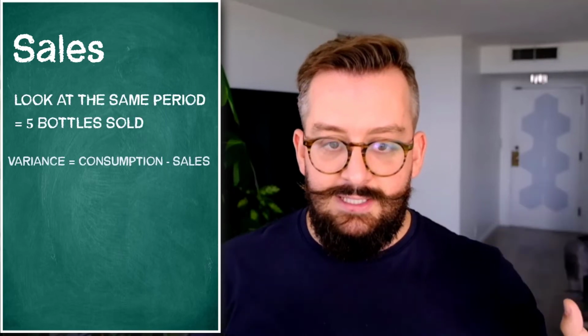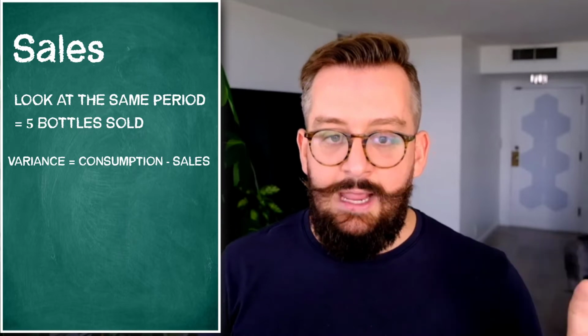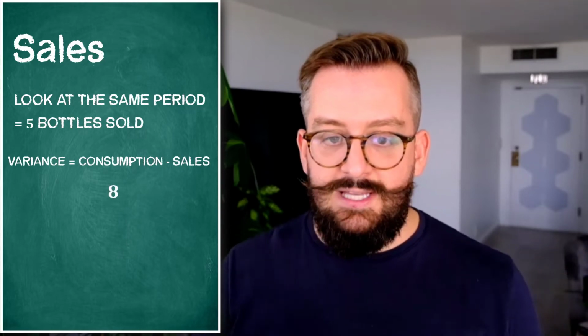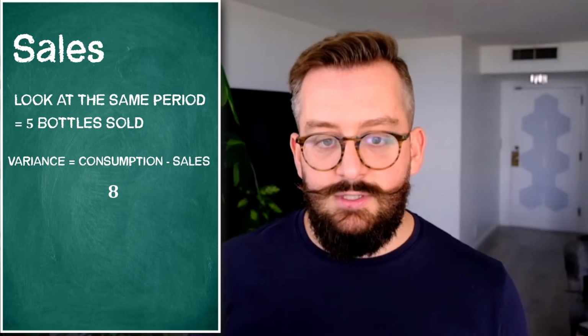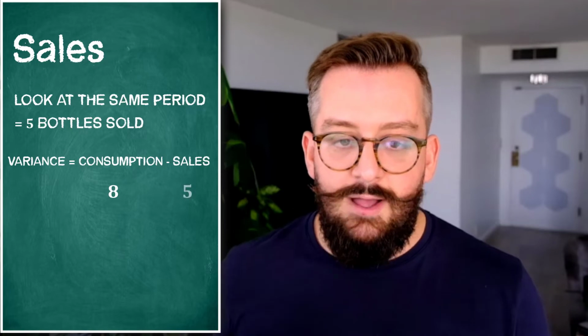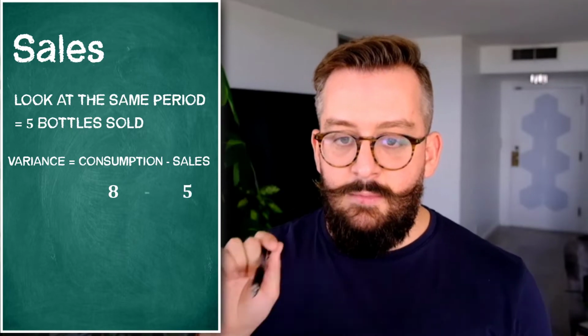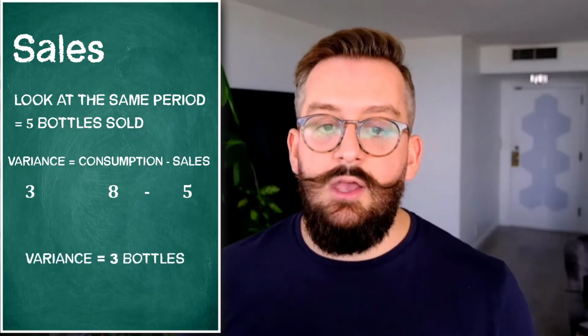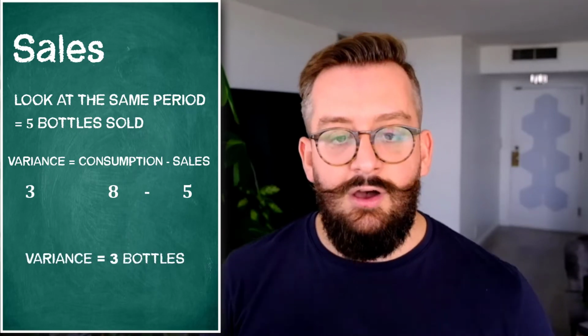So on one side, you have consumption, which in this case, like I said, was 8 bottles of Corona. On the sales side, we're going to look at the point of sale report for that same period and say, how many Coronas did we sell? Let's imagine, for argument's sake, that we only sold 5. Well, 8 minus 5 gives us 3. So the variance is 3 units, in this case bottles, of Corona.